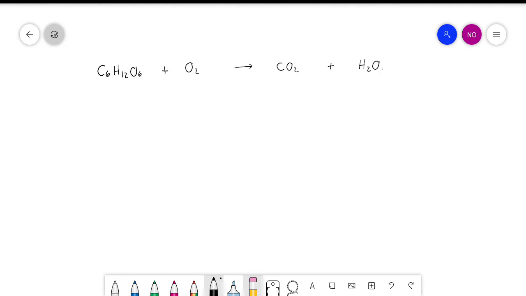Okay, so let's start nice and simple. First question, balance this equation.